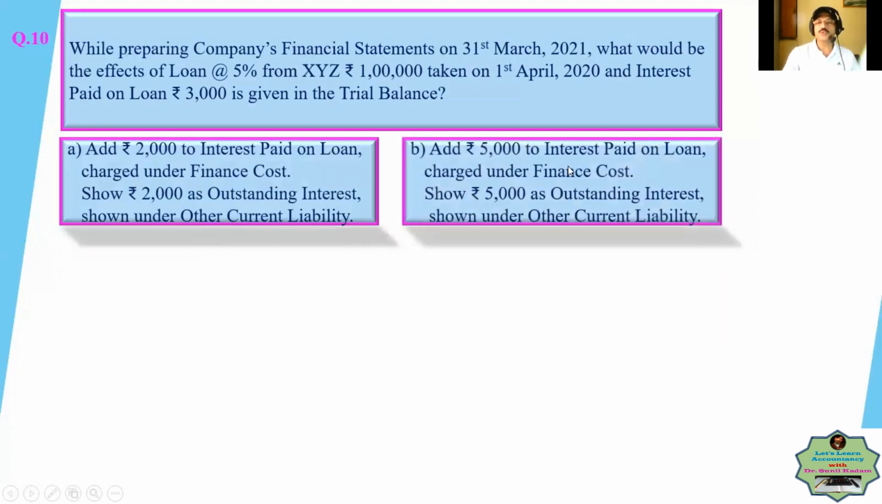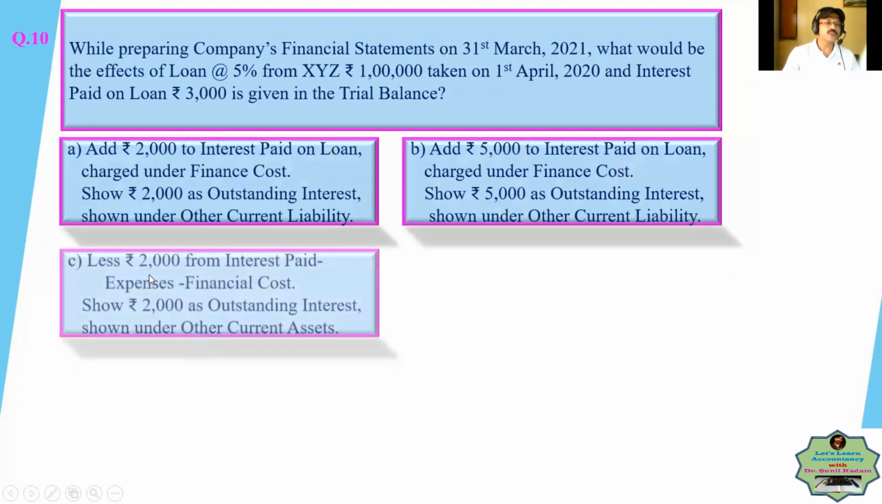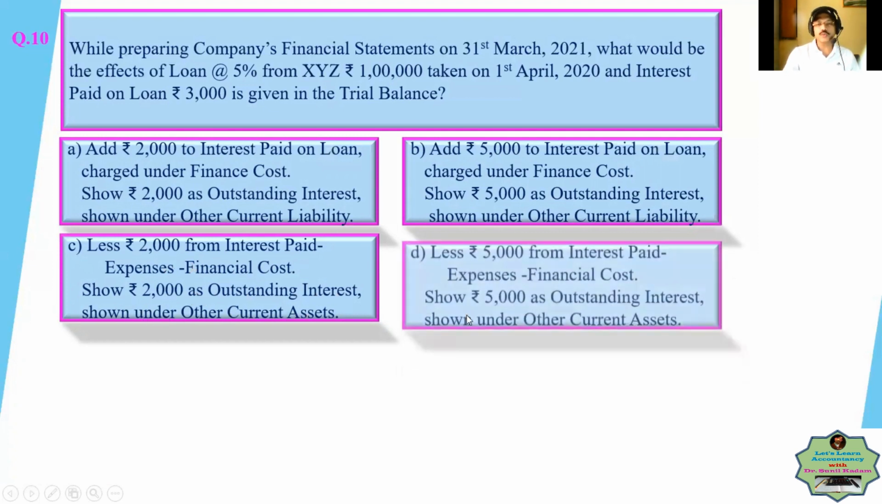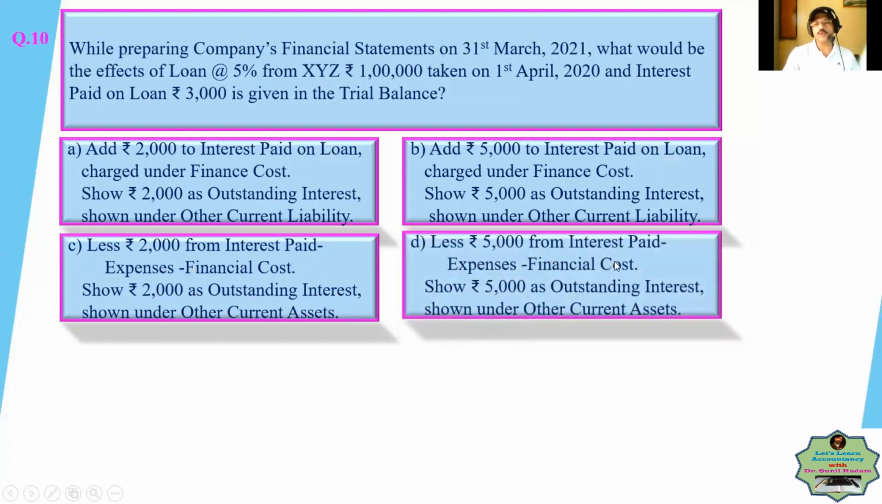Add rupees 5,000 to interest paid on the loan charged under finance cost, and show rupees 5,000 as outstanding interest under current liability. Less rupees 2,000 from interest paid expenses under finance cost, and show rupees 2,000 as outstanding interest under current assets. And the last option, less rupees 5,000 from interest paid charged to expenses under finance cost, and show rupees 5,000 as outstanding interest under current assets.